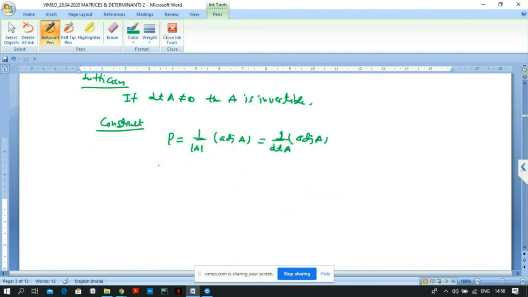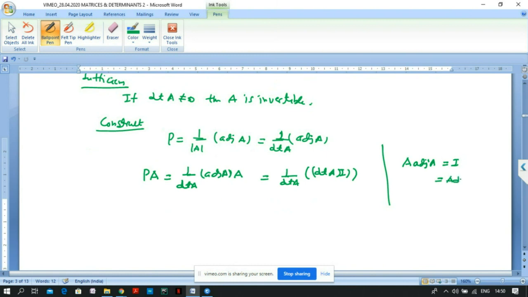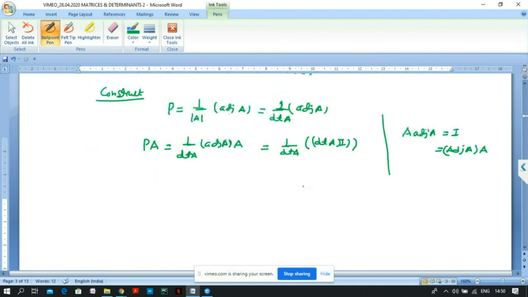Now, if I multiply P with A, this is PA, which is 1 by determinant of A, adjoint of A times A, and this will be 1 by det of A times det of A times I. We are using a very important property: A times adjoint A is equal to det of A times I, and it is also equal to adjoint A times A. Means A and adjoint A commute and give det of A times I. Now det of A comes out, and we can define this because det of A is not 0.